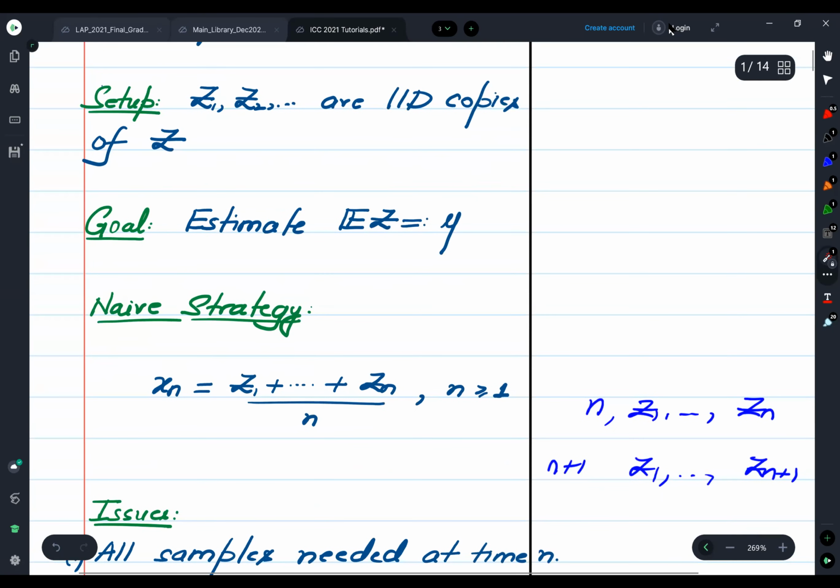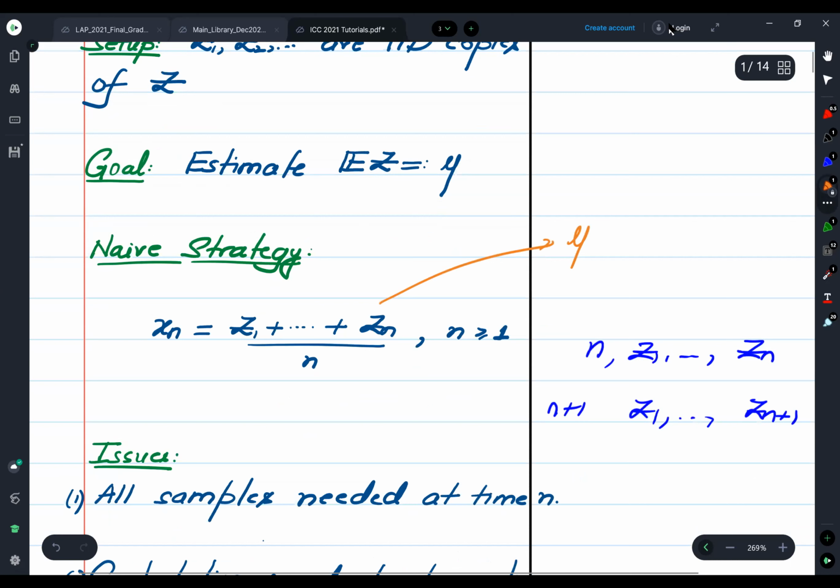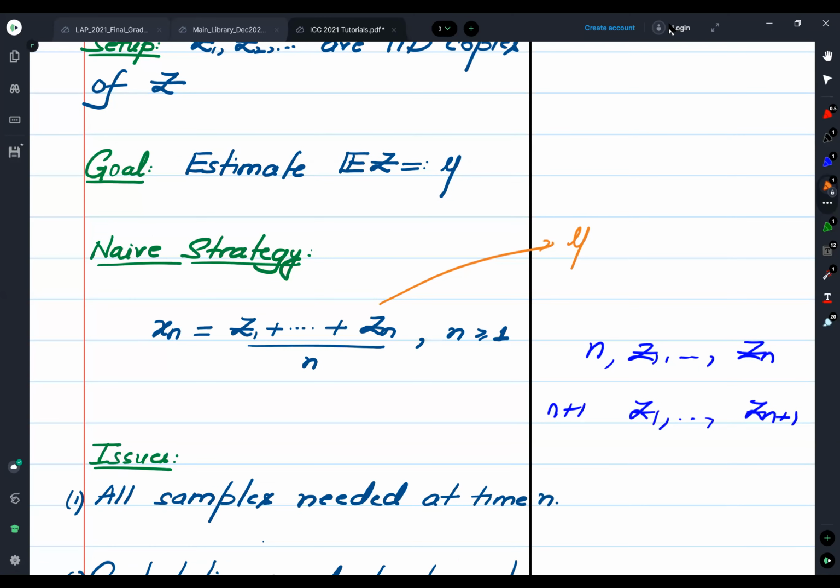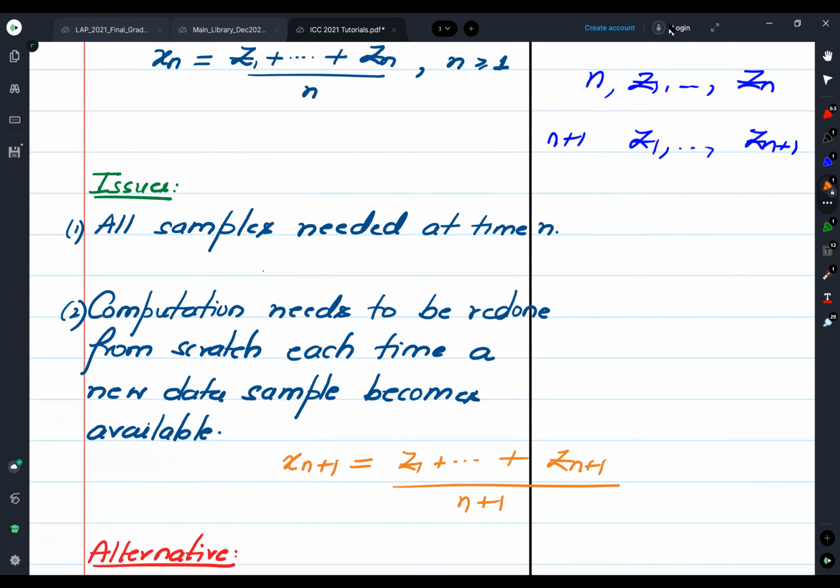If you are aware of the strong law of large numbers, we know that this converges to mu. So by the strong law of large numbers, this converges to mu. So under whatever conditions the strong law of large numbers works, you can make use of this algorithm to estimate mu. So that's a short answer.